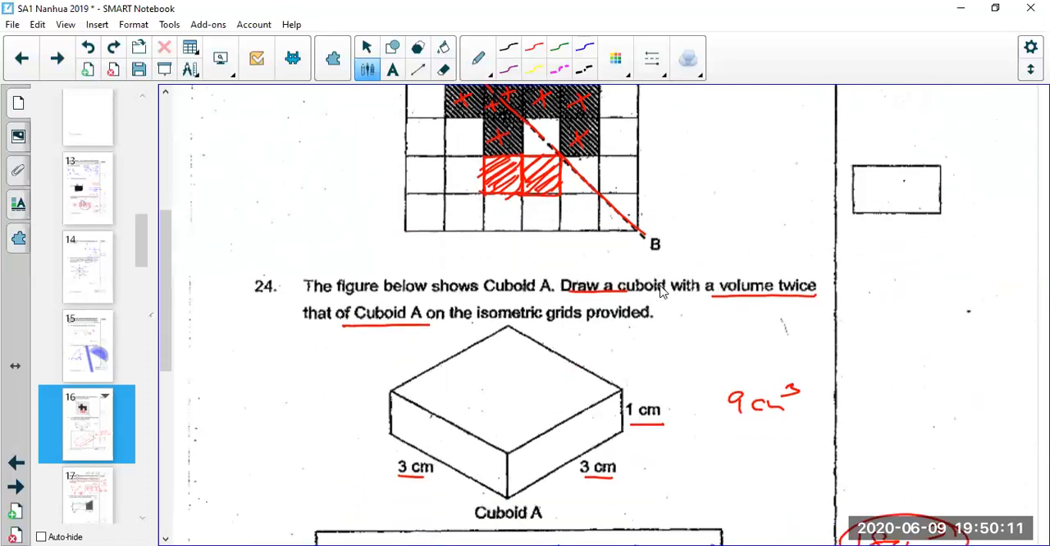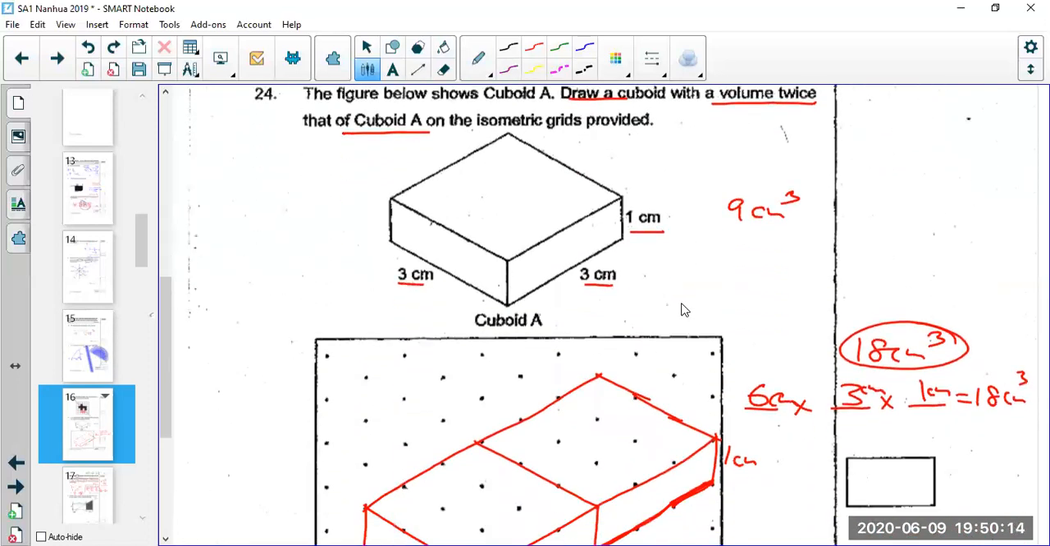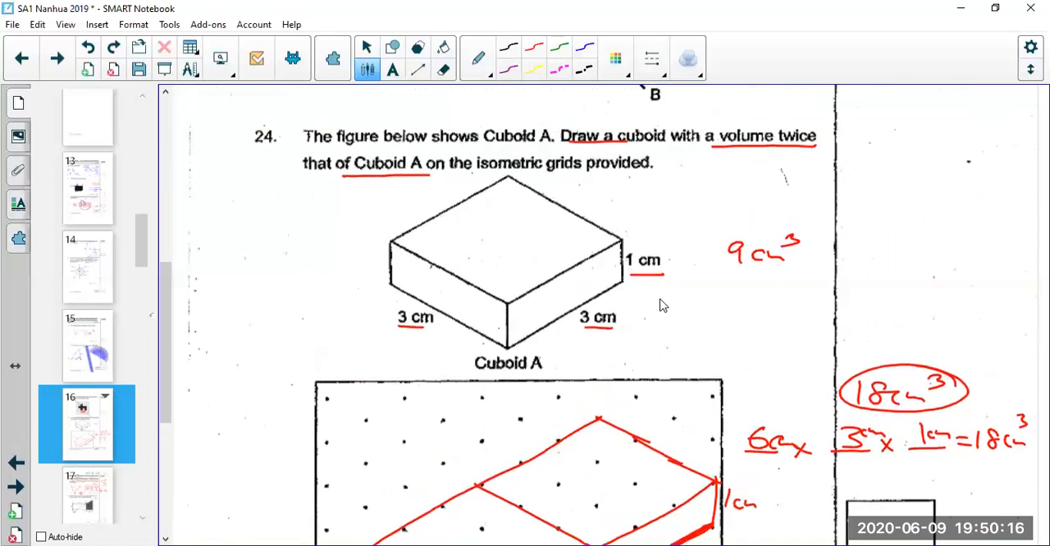Okay, next one. Now over here, this one has actually been done already. But how do you draw the cuboid that has a volume twice of cuboid A? So if you look at cuboid A, what's the volume? Length times breadth times height. Okay, so 3, remember your formula, right? And that gives you the volume. And you need to draw what? A cuboid that is twice the volume. So what is twice the volume? 9 times 2, which is over here, 18 cm cubed.